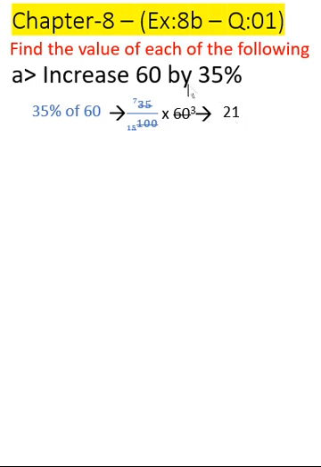Now this 21 is 35% of 60. We add this 21 to 60 and the answer will become 81. 60 plus 21 is 81.